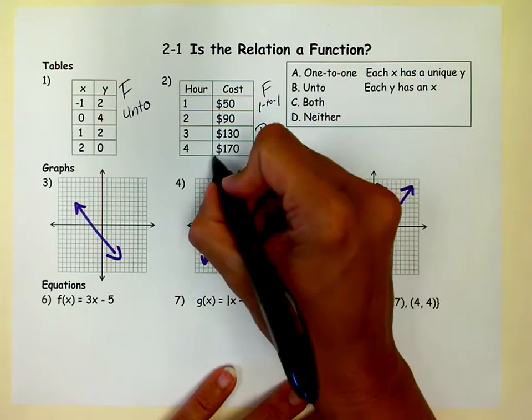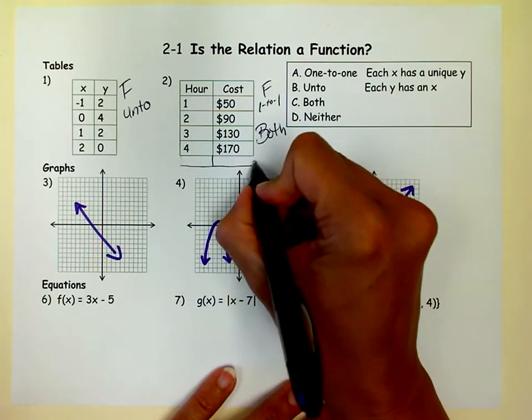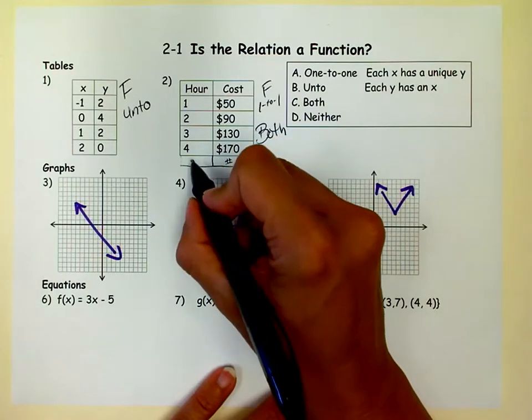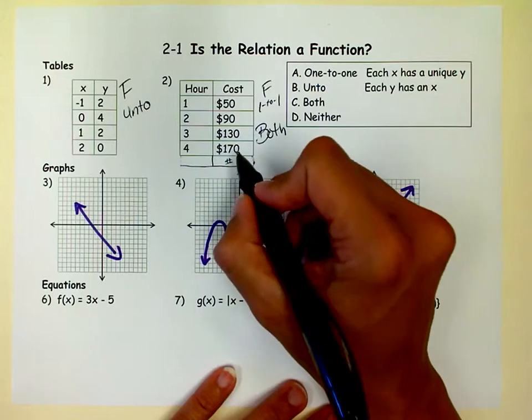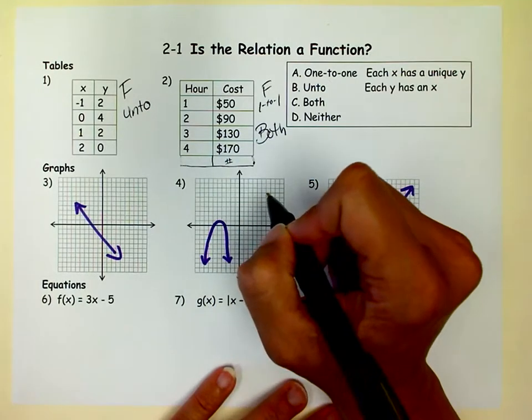Now, if I had made another little chart here and I put a number here and I didn't put one over here, then it wouldn't be onto, because every y has to have an x for onto, just so you know what that might look like.